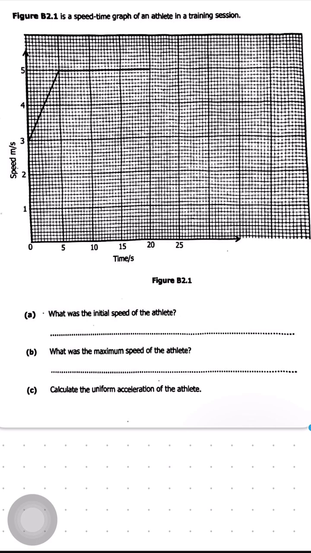Today we are looking at the speed time graph. This is 2023 science paper 1. Let's get into the paper.